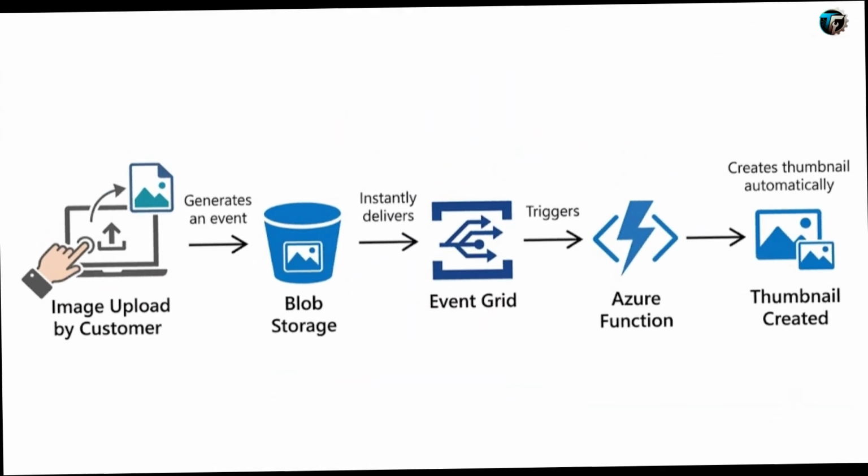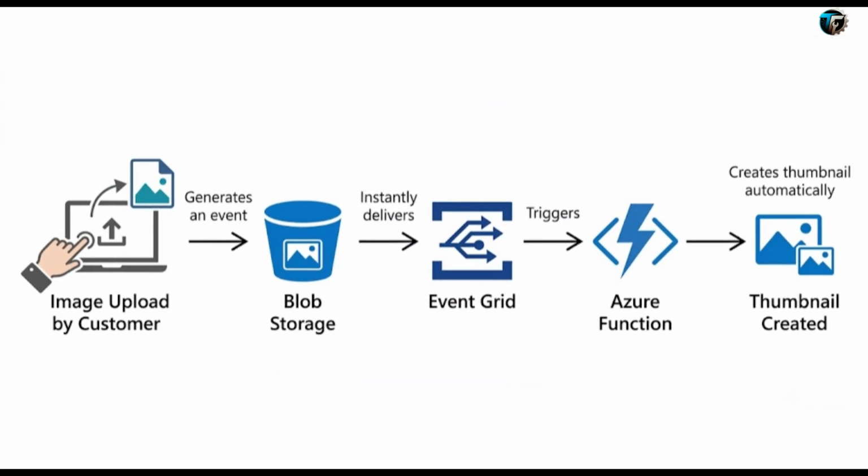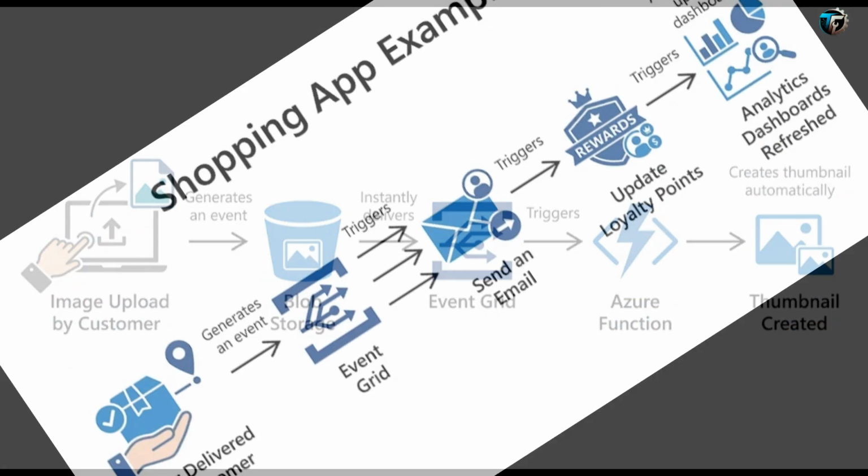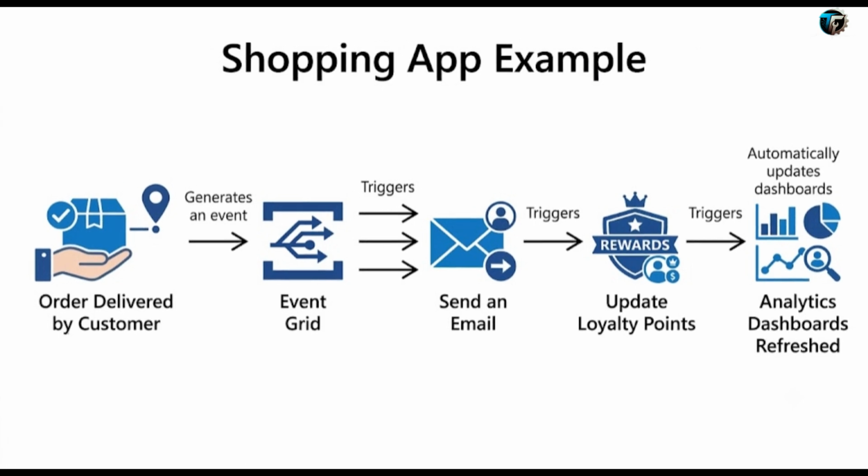A customer uploads a product image. Blob Storage generates an event. Event Grid instantly delivers it to Azure Functions. The function creates a thumbnail automatically. No polling. No manual checks. When an order is delivered, multiple actions can happen automatically. Send an email. Update loyalty points. Refresh analytics dashboards. Event Grid notifies every interested service immediately.